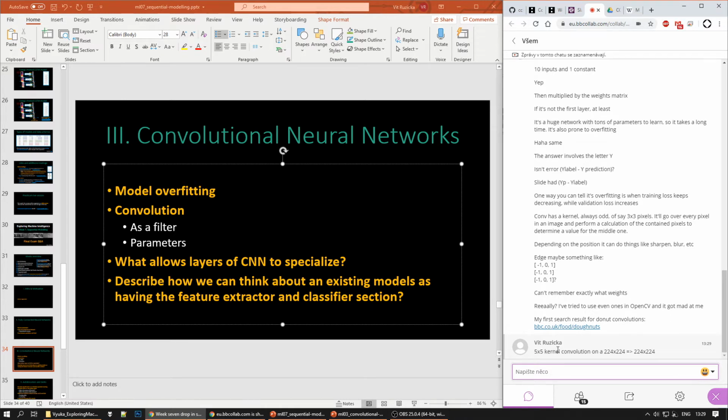Is that assuming that we're not padding the image? I mean, we are padding it so that the dimension remains the same. But that's automatic. We don't have to include it in this answer. So how many parameters would there be in a 5x5 convolution?